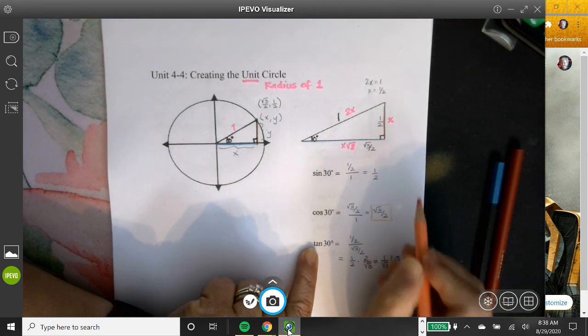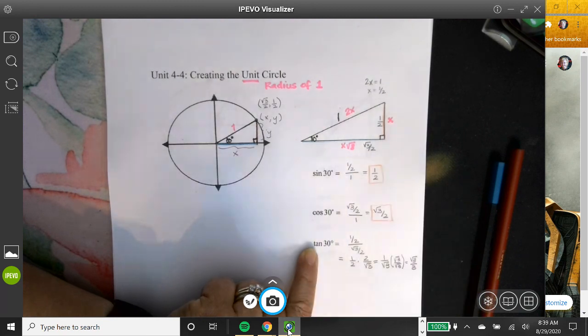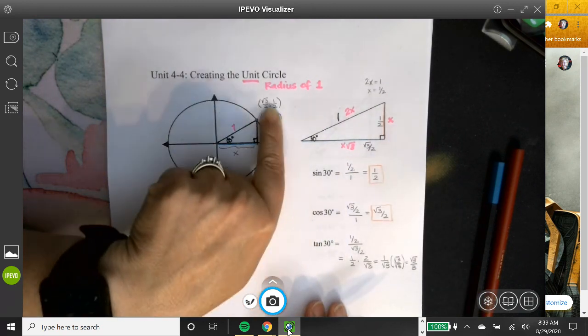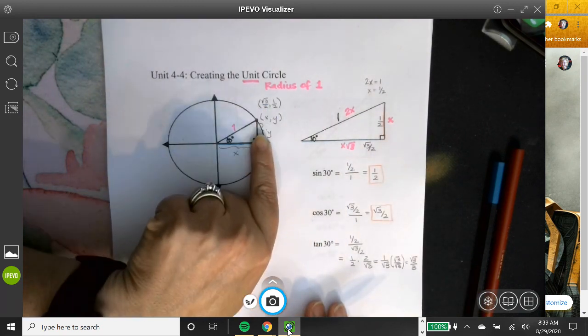Haven't we seen this number before? And this number before? Well, the answer is yes, we've seen them before. We've seen them right here. This is what our point is.